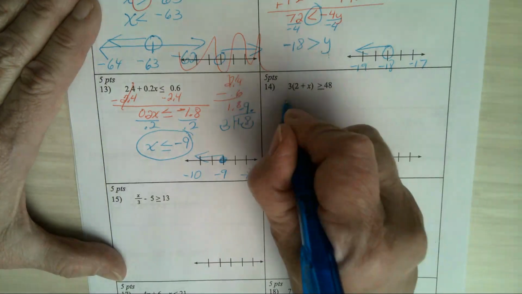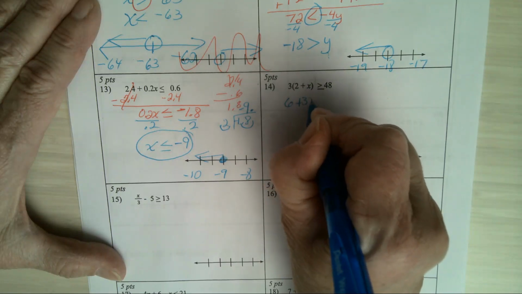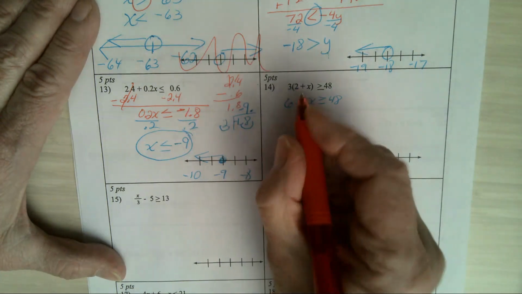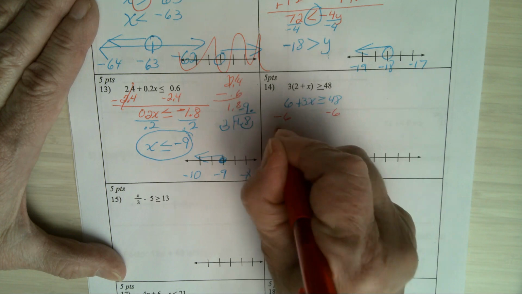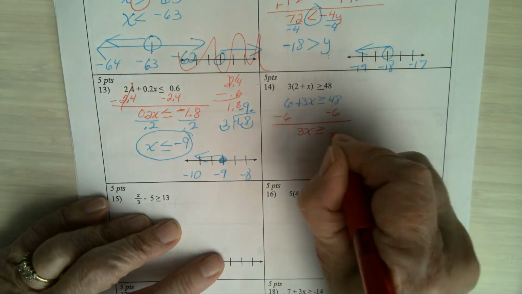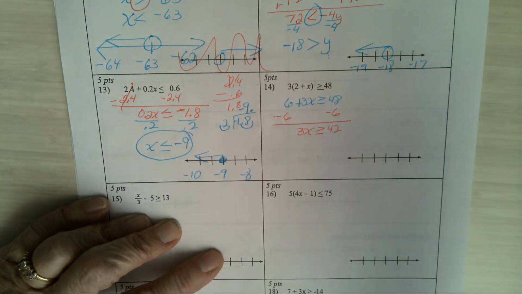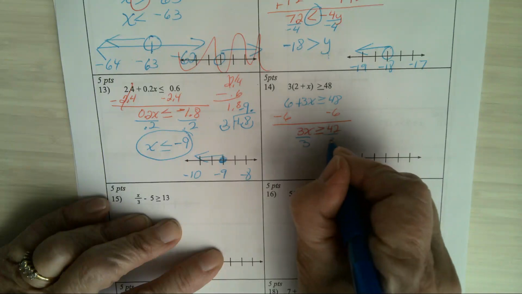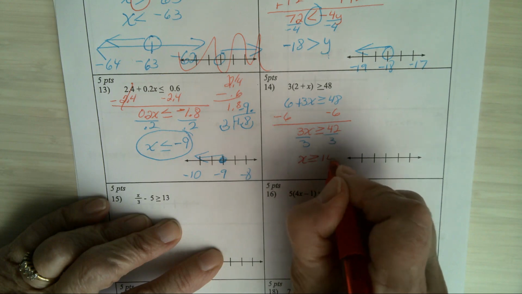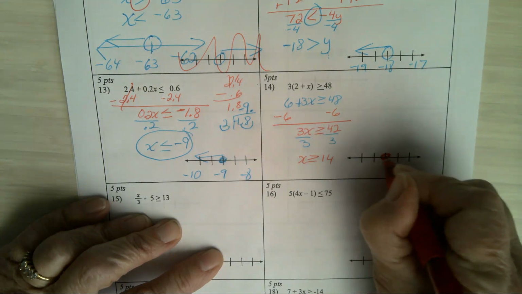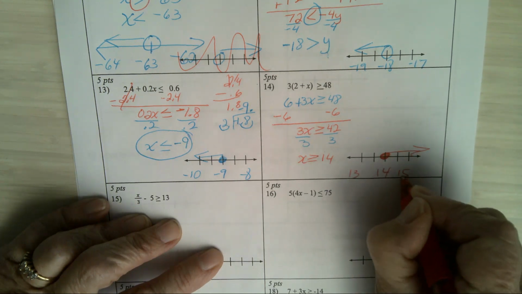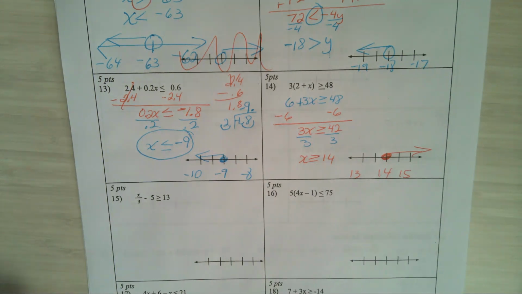This one, you're going to have 6 plus 3x is greater than or equal to 48. Subtract 6, subtract 6. 3 times x is greater than or equal to 42. Divide by 3, and you will have x is greater than or equal to 14. Closed circle, x has the big end, big numbers live to the right. All right, let's go on to the next problem.